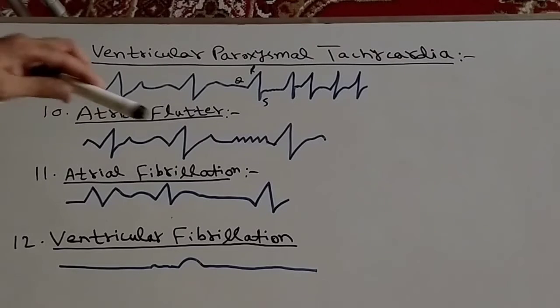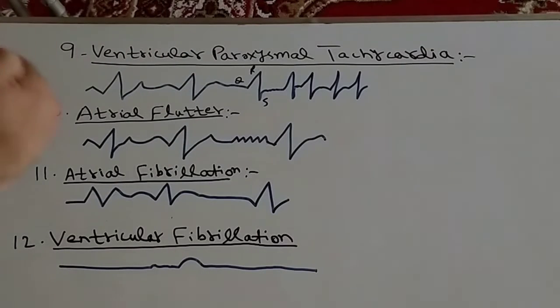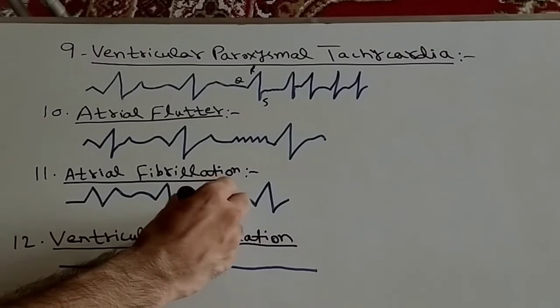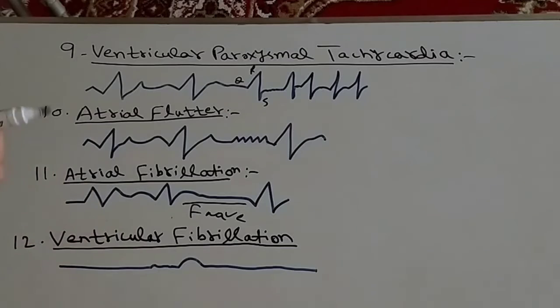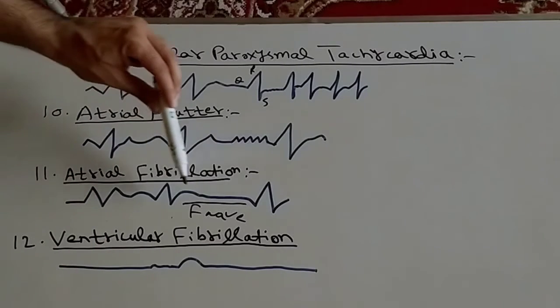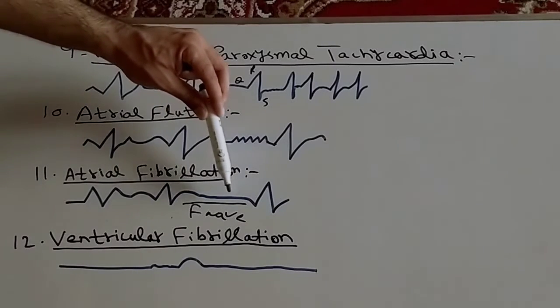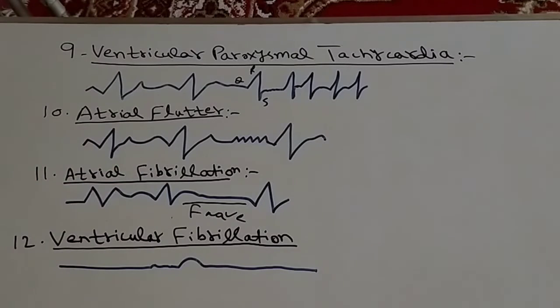Now talking about atrial fibrillation. In atrial fibrillation there is not only one pacemaker, there are multiple ectopic pacemakers. So this type of wave, which is known as the F wave, appears. In atrial fibrillation you cannot see distinct waves, but you can see non-distinctive waves called F waves. Why? Because multiple pacemakers are involved, which is causing this atrial fibrillation.